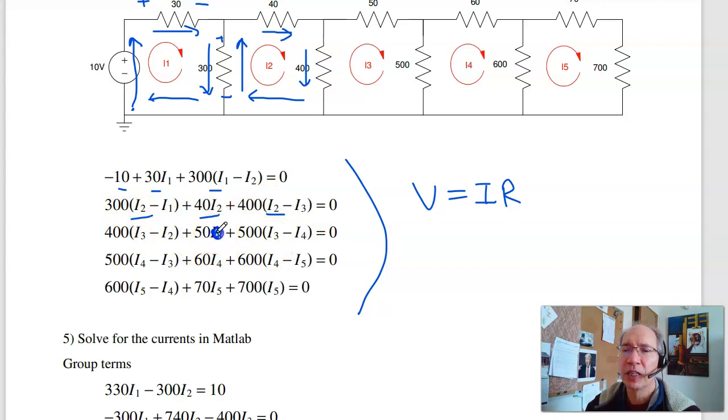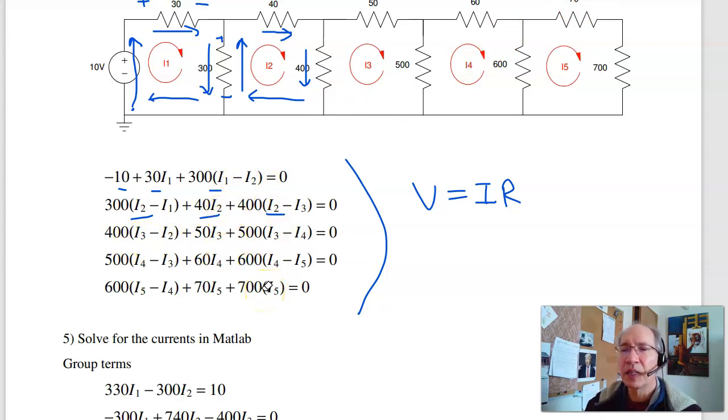If I did something like this, I know something's wrong because I have volts plus ohms. Those don't add. Or if I did this, I'd have volts plus amps. Again, that doesn't make any sense. It's got to be volts plus volts plus volts.